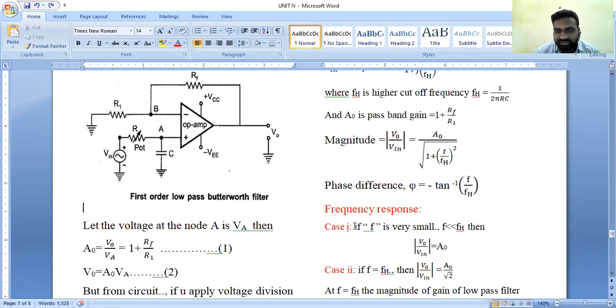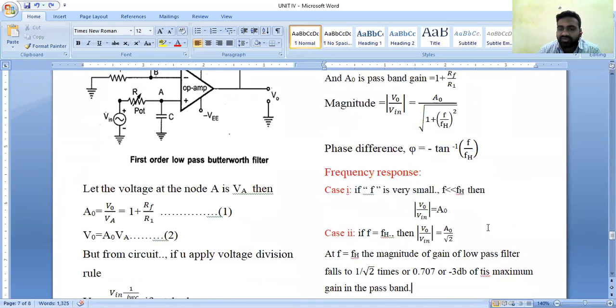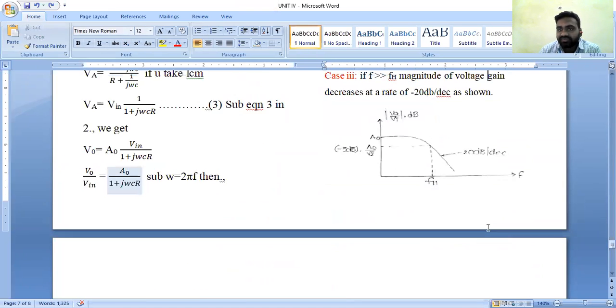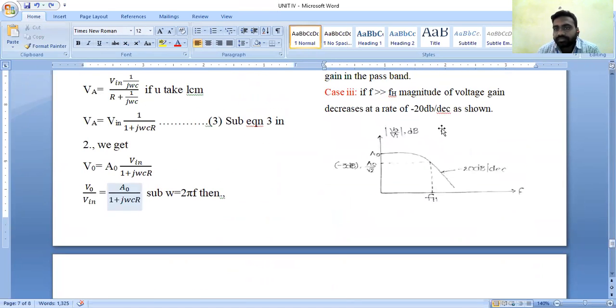where the first case is represented with respect to frequencies very much less than the upper cutoff frequency, the second case where the frequency is equal to the cutoff frequency, and the third case where the frequency is greater than the upper cutoff frequency.